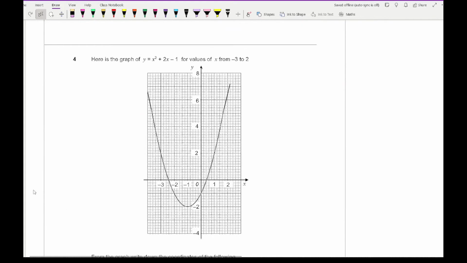Moving on to question 4, it says here is a graph of y equals x squared plus 2x minus 1 for the values of x between minus 3 and 2.